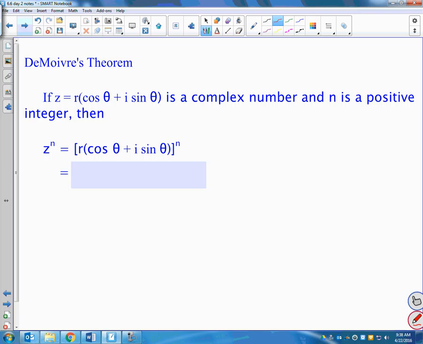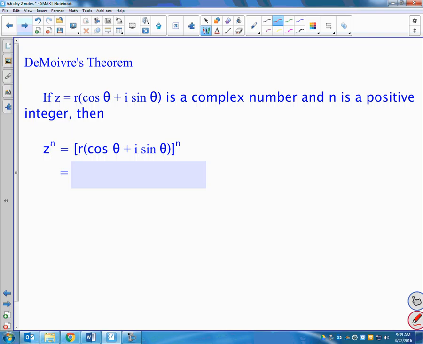De Moivre's theorem. Everybody can say that word now. De Moivre. So this is where I think you maybe see a point of having the trig form of a complex number, because up until now you're like, this is just dumb, I'd rather just work with a plus bi, why do I need trig in there?